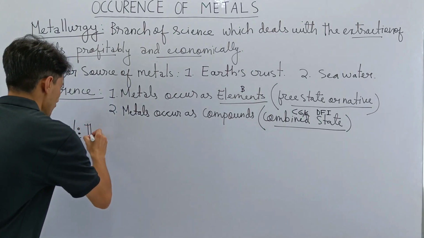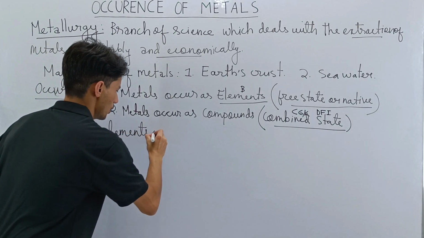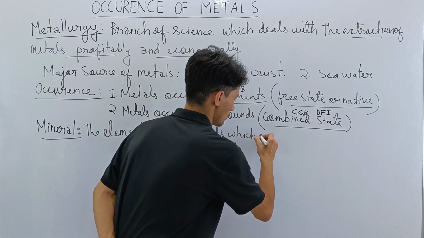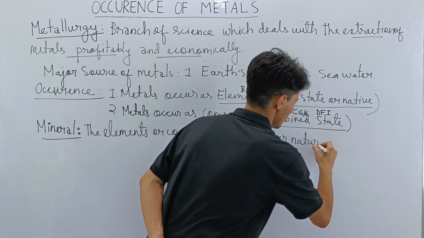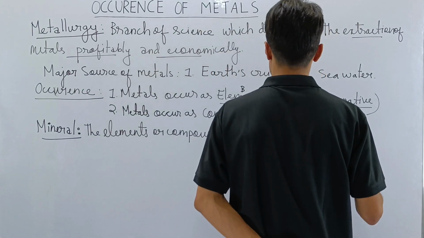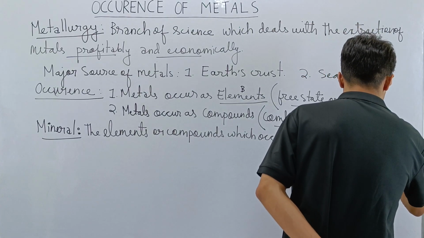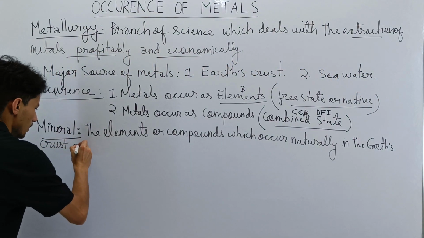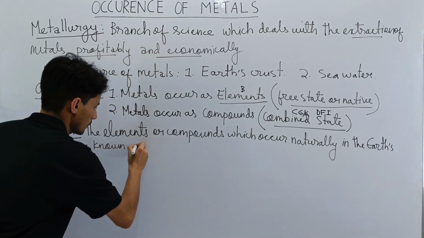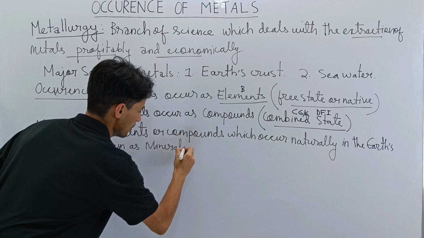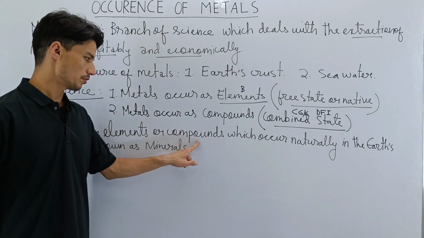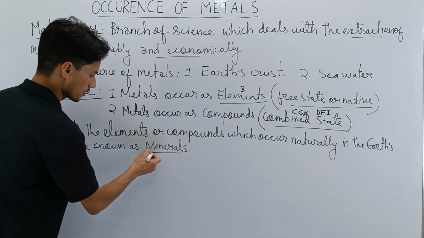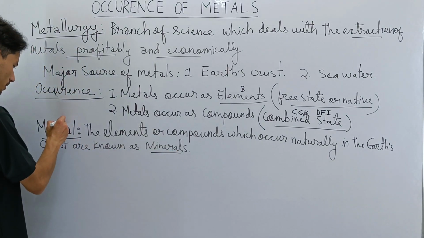Mineral. So, the definition of mineral is: the elements or compounds which occur naturally in the Earth's crust are known as minerals. So the elements or the compounds which occur naturally inside the Earth's crust are known as minerals. All right, so this is the definition of minerals. Very important. You have to remember this definition.